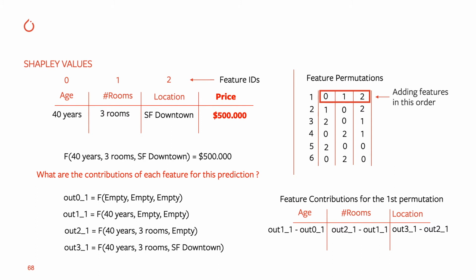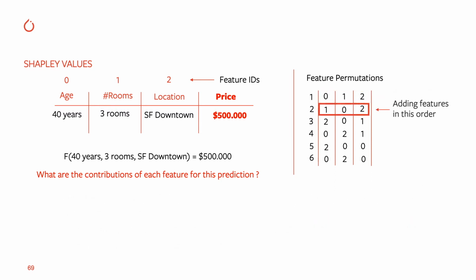Based on the output calculations of permutation 1, we can compute feature contributions for all 3 features. For all 3 features, feature contributions are computed as the differences of function output after the feature is added and before the feature is added. So as we can see from the first permutation, we can already assess some feature importance and contribution scores for all 3 features.